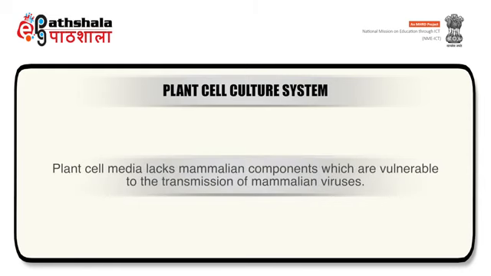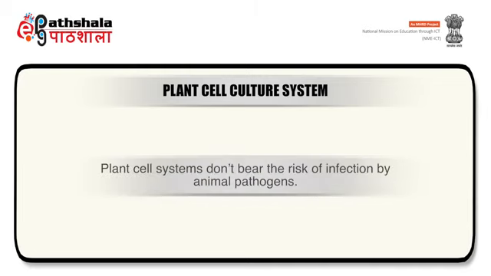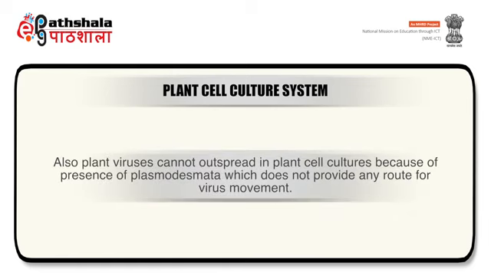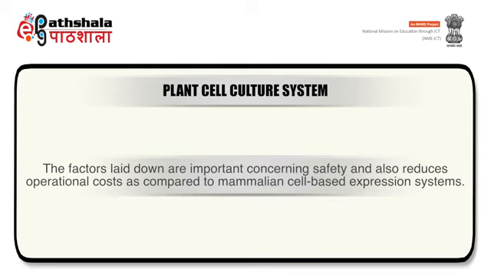Plant cell media lacks mammalian components which are vulnerable to the transmission of mammalian viruses. Plant cell systems don't bear the risk of infection by animal pathogens. Additionally, there is a natural barrier present in plant cell cultures against mammalian pathogen contamination. Also, plant viruses cannot spread in plant cell cultures because of the presence of plasmodesmata, which do not provide any route for virus movement. The factors laid down are important concerning safety and also reduce operational costs as compared to mammalian cell-based expression systems.